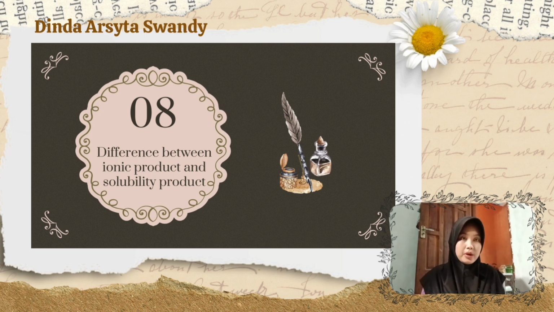Here I will explain the material about the difference between ionic product and solubility product. The terms ionic product and solubility product are both related to the concept of equilibrium in chemical reactions, particularly in the context of dissolution and precipitation of salts. While they are similar, there is a key distinction between them.